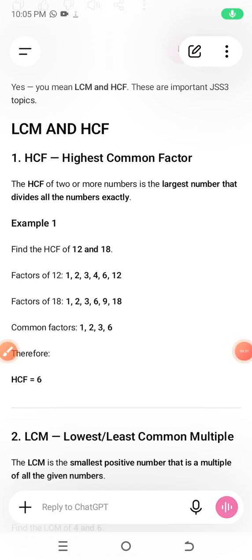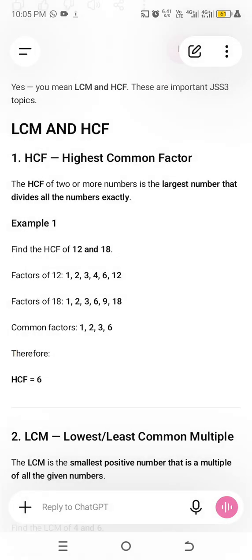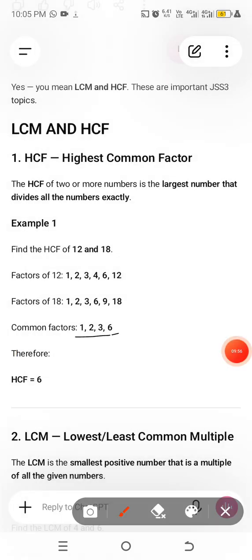Now, look at LCM and HCF. We have treated HCF before, so we'll look at LCM now. I hope you have not forgotten HCF. For HCF, you take the number that is the highest. Look at the common factors: 1, 2, 3, and 6. The highest common factor is 6, like that.